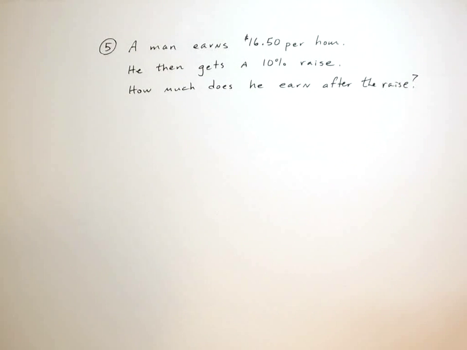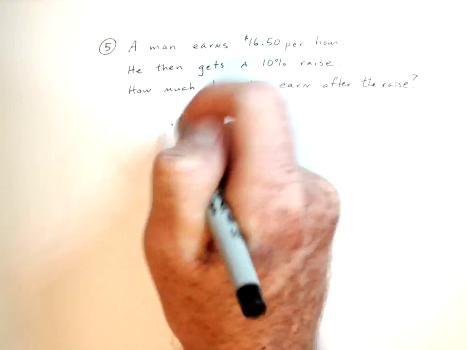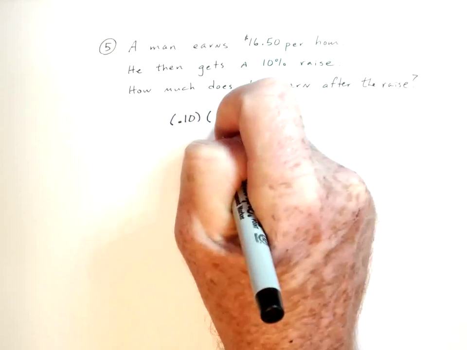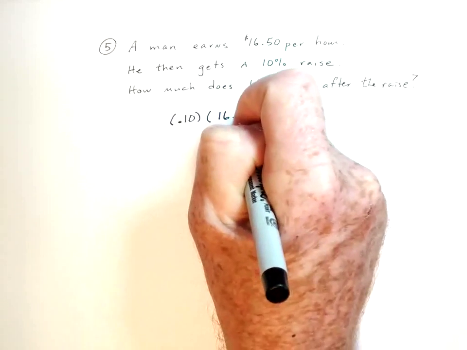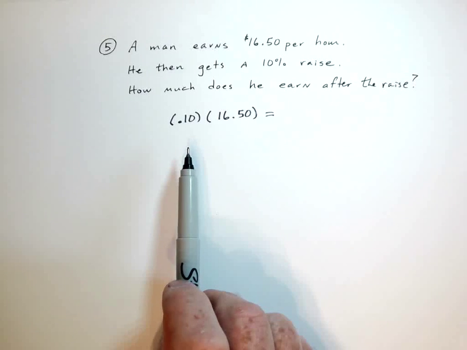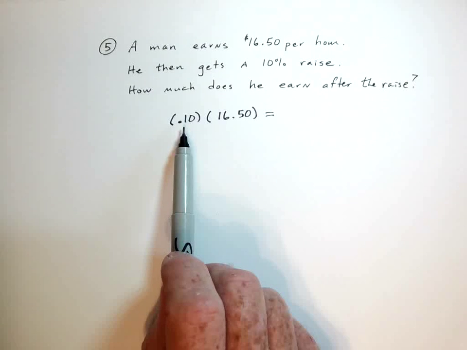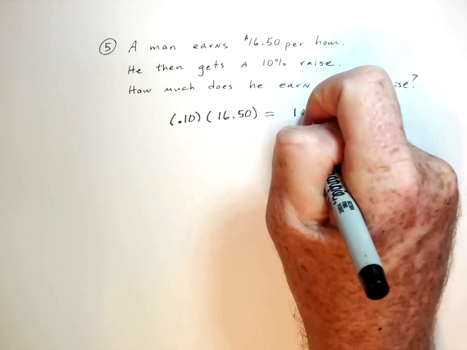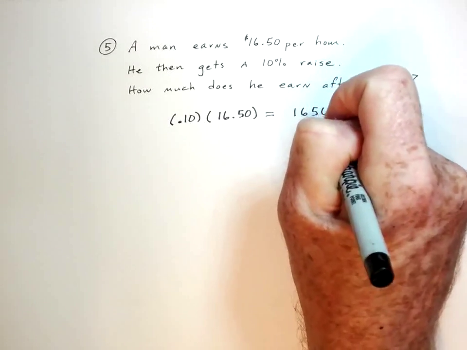So this guy is earning $16.50 per hour, but then he gets a 10% raise. So the first thing we need to do is change the 10% to a decimal, so that's going to be 0.10, and then multiply that by $16.50. Well, you could do long multiplication just like I did on the last problem, but this one is really saying just multiply by 0.1. Well, multiplying by 1 would give us the same numbers, 1, 6, 5, 0.